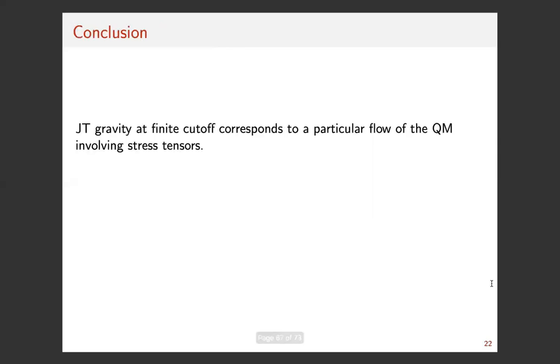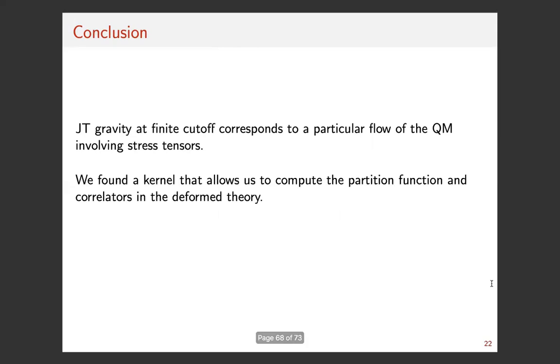So let me just conclude. I showed you how to do JT gravity at finite cutoff and how to think about that as a particular flow in the quantum mechanics. We found a kernel that allows us to compute basically anything in the deformed theory, given the full initial theory. And so this is a very powerful tool that I think also has some applications in higher dimensions that are worth exploring.